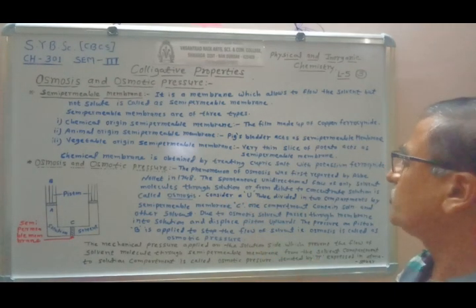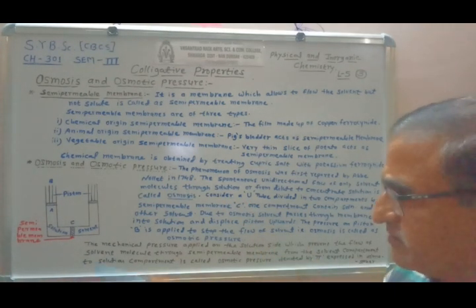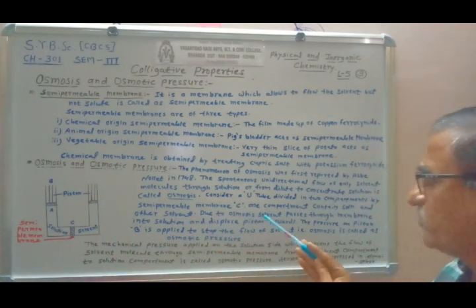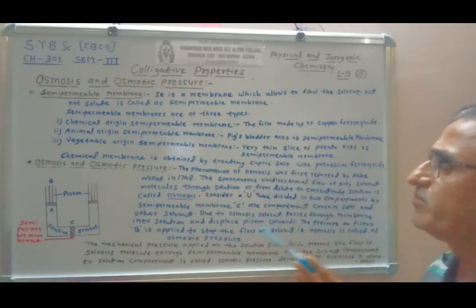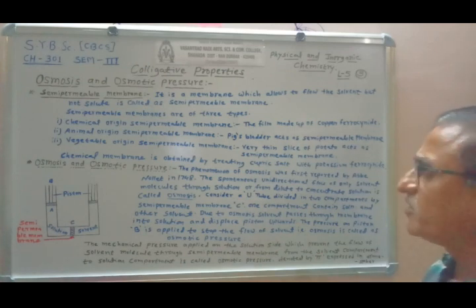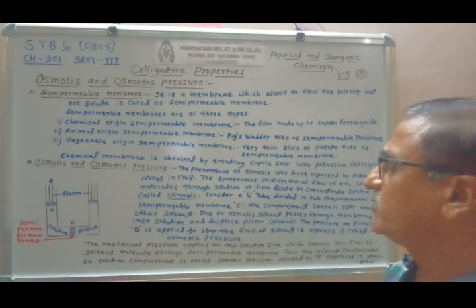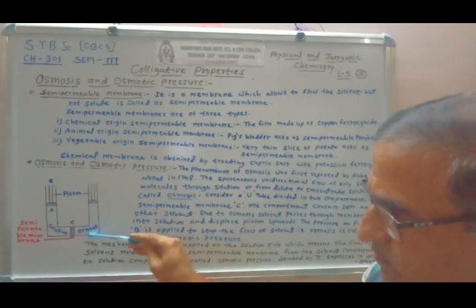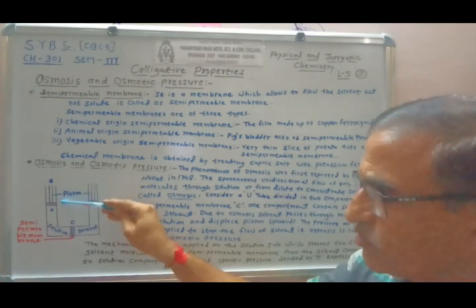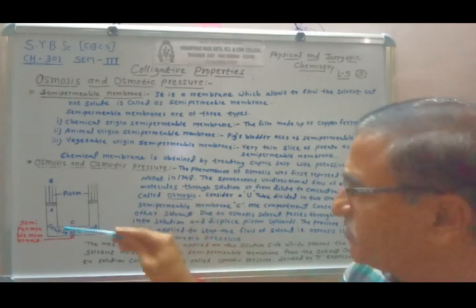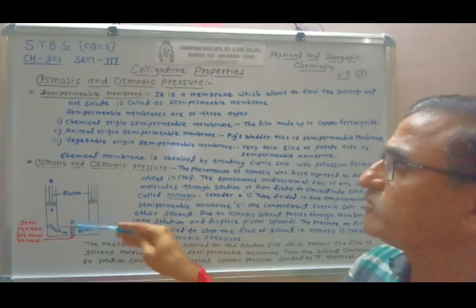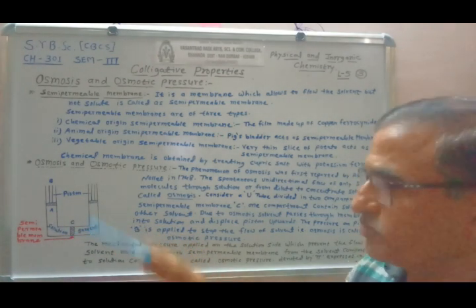Then consider a U-tube divided into two compartments. In one there is solution, in another there is solvent. Due to osmosis, solvent passes through the membrane into the solution and displaces the piston upwards. The pressure on the piston is applied from B. So here solvent flows through the semi-permeable membrane towards the solution, and the piston moves up. So this is osmosis. This is the natural process in which solvent flows through the semi-permeable membrane towards the solution.